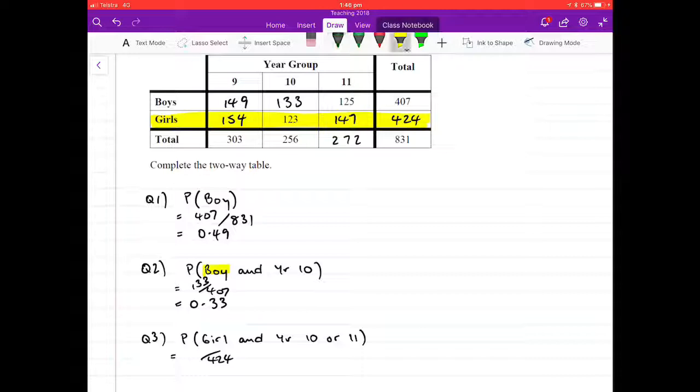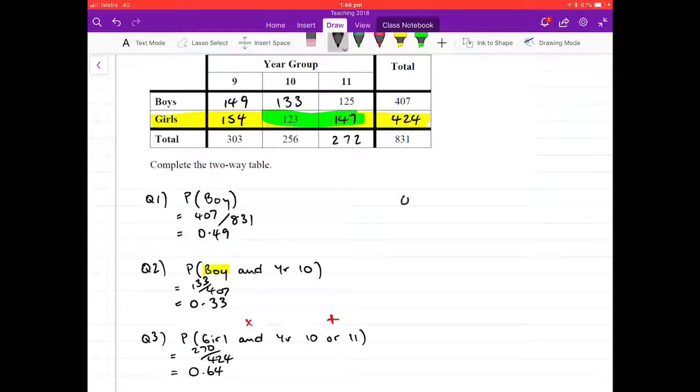Okay, now the two that we're going to be adding together are these two here, because that word or, okay, in probability refers to addition, whereas the word and is a multiplication. All right, so we're looking at, out of 424, we've got a total of 270 who are in year 10 or 11, and that converts down to a decimal of 0.64.